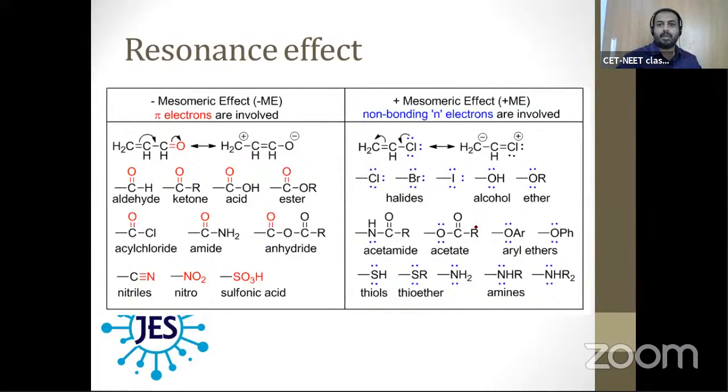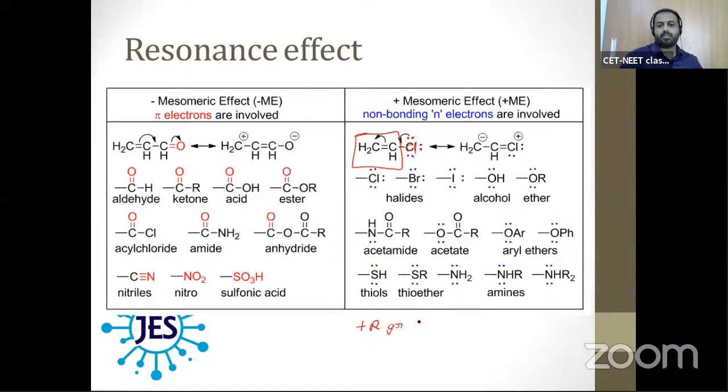Please observe. Atom attached to the conjugated system. See, you know, this is the conjugated system. Let's say this is a system. Okay, atom attached to the system will have one or more lone pair. So a plus R group, how do we identify a plus R group?